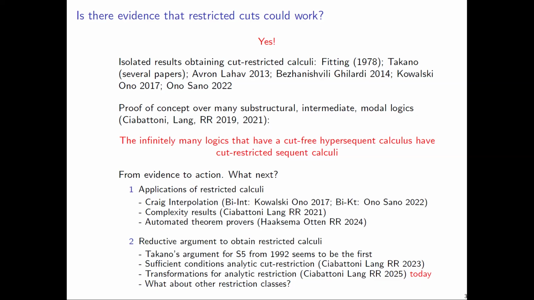So it is possible for lots of logics. And that already sets out the program, right? We want to ask whether we can use these restricted calculi for proving results like interpolation, or complexity results, or for automated theorem proving. And the carrot here is that now you have just one system, and it's the form and type of cuts that controls the different logic that you get. So you have just one parameter. And we have had some results in this regard by various authors.